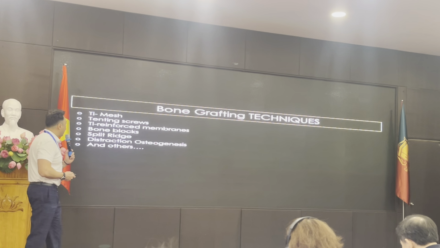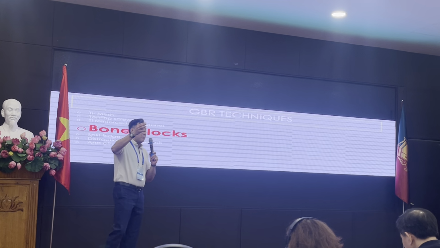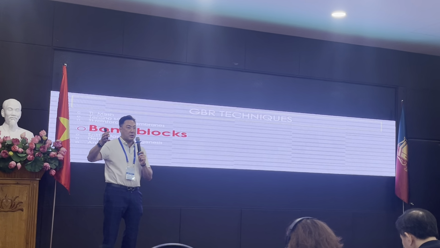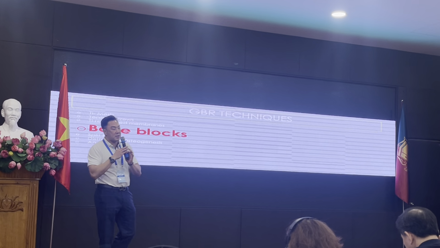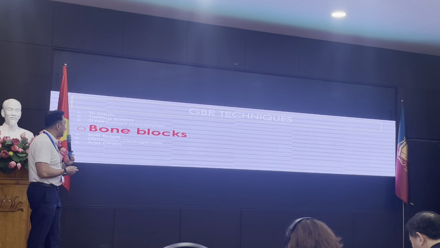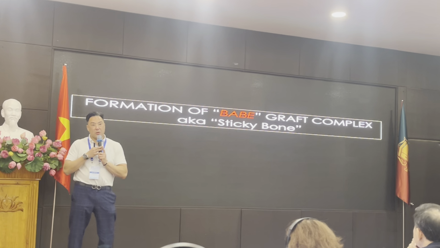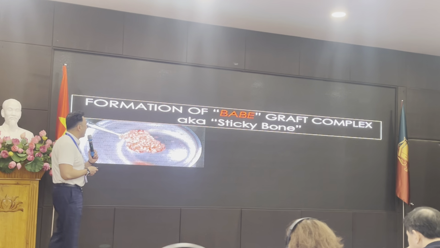And so for today's presentation, we're going to talk more about the bone block procedure to help us improve and increase the vertical and possibly the horizontal components of bone augmentation. Now, when we look at bone grafting, again, as Dr. Matanza showed you earlier with PRF, I do a lot of PRF.